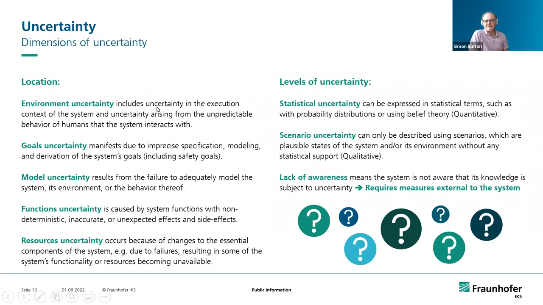And at the same time, there are different ways of talking about different levels of uncertainty, almost different orders of magnitude of uncertainty. The first is often termed statistical uncertainty. This is uncertainty that can somehow be quantitatively defined in statistical terms, right? So we can model a probability distribution over a certain input signal we have, for example.